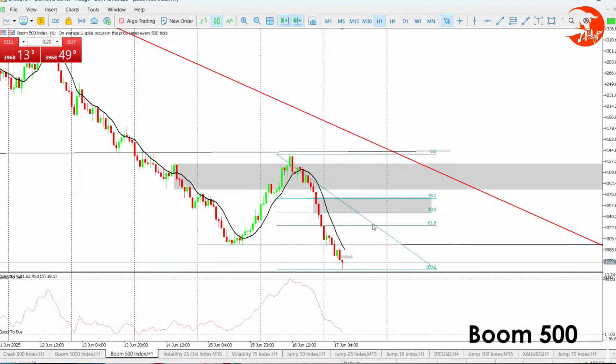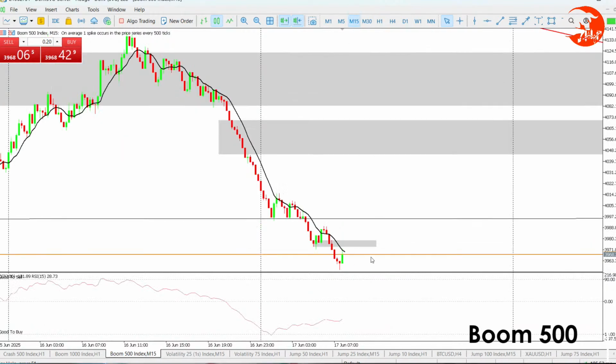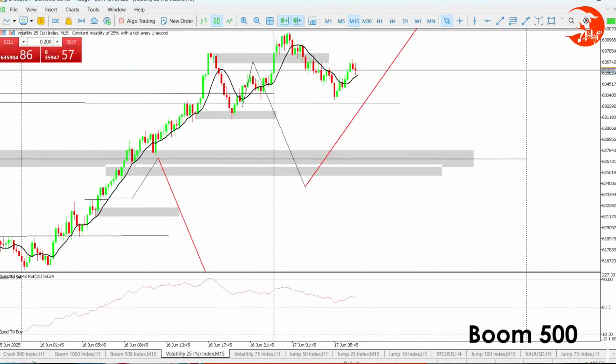All right, I think that's enough on Boom 500. Let's now get to V25. Boom 500 is a no-go for me. I can't trade it right now, until it gives me a better structure that I can work with. V25.